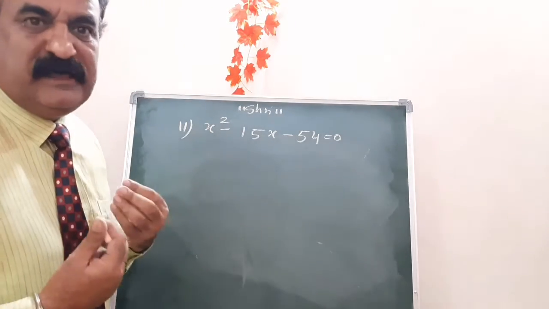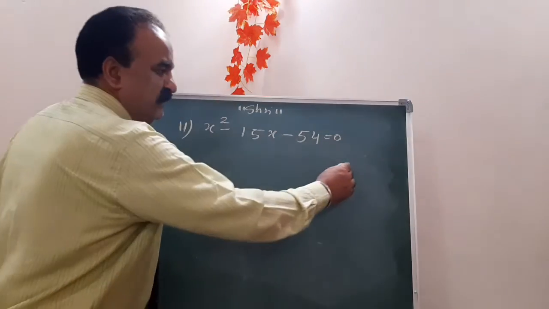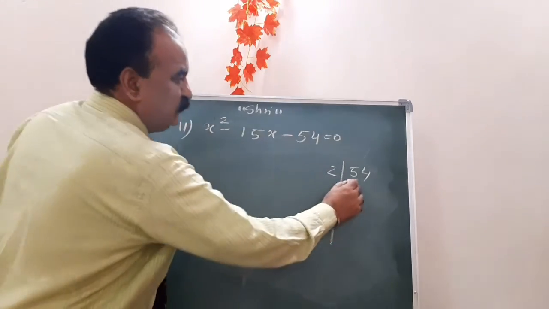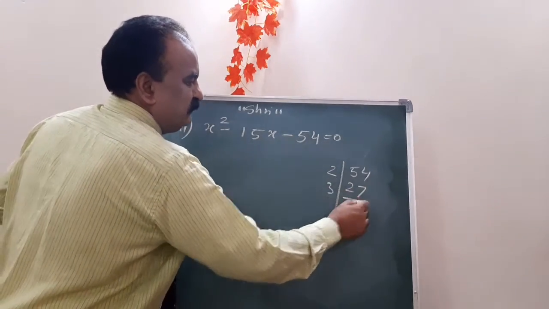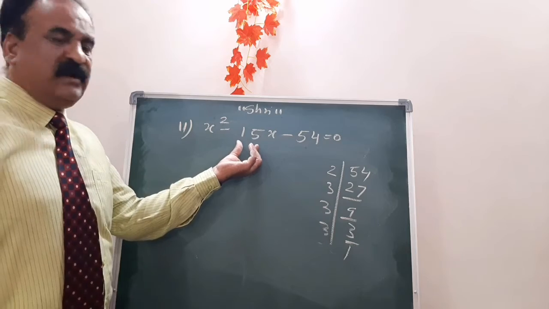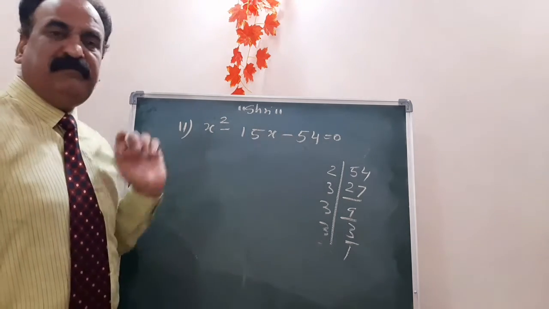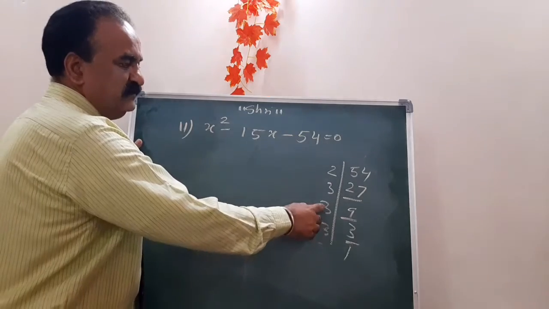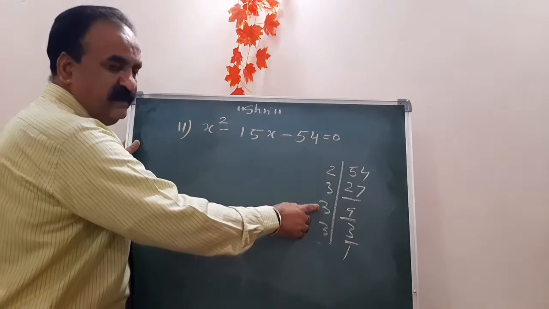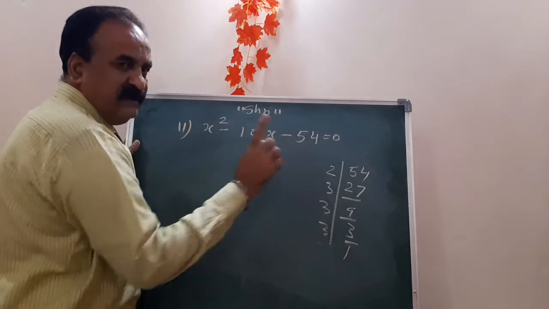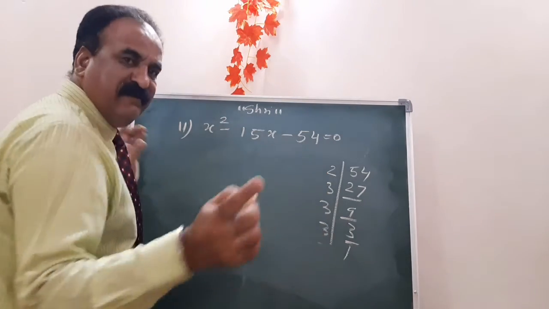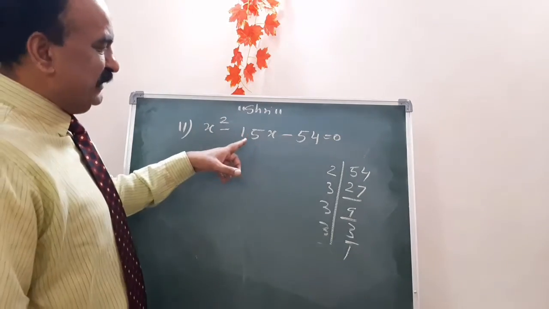See what you will write. Just you write here 54. Find the prime factorization. 2 27, 3 9, 3 3, and 3 1. Here you want 15, and here you want 54. Now see, 3 3s are 9, 9 3s are 27, 27 2s are 54. Now see, 3 3s are 9, 9 2s are 18, 18 is there, and this is 3. Okay, very good. 18 3s are 54, and 18 minus 3 is 15.